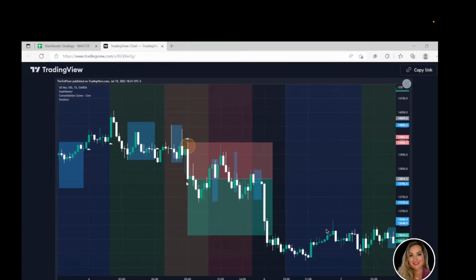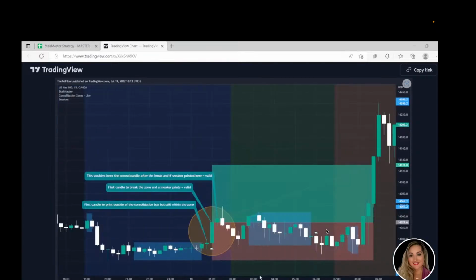It has to be the most current box to the left though. It can't be this box or this box. It has to be this box here. In this example, you can see that the sneaker prints where the price would have been still inside of the box if it was extended out, the blue box. The candle with the sneaker that prints breaks out of that area, and that is a valid entry. As you guys can see here, this is an example of a buy.